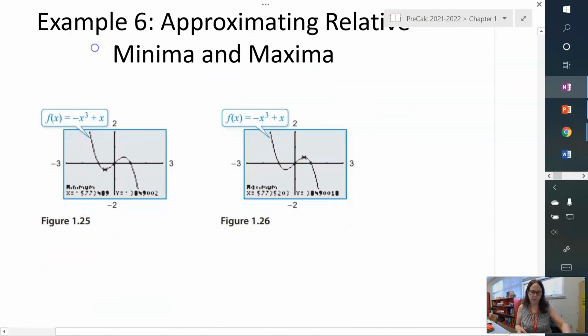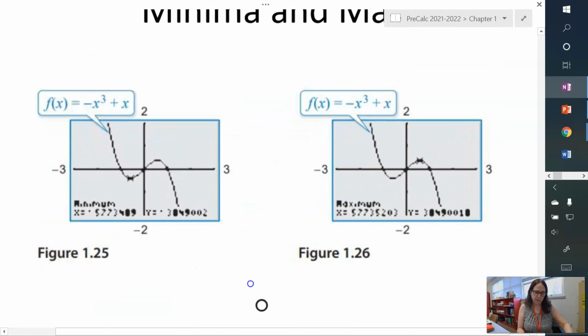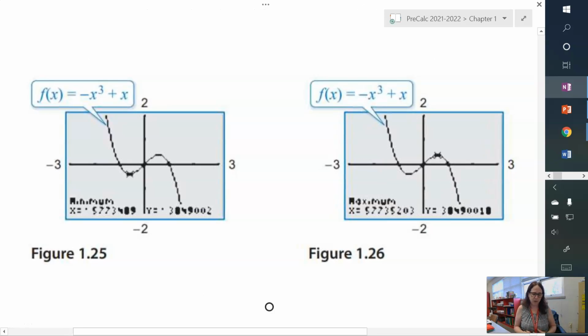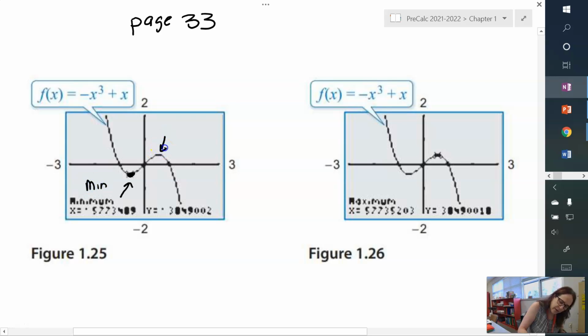Now we're going to do both maximums and minimums. Minimum is where it's the lowest, maximum is where it's the biggest. This picture is in your book on page 33. So pause the video and open your book to page 33 so that you can see this better. All right, so our minimum is right here. It's at the bottom. That's a minimum. And that one's a maximum.